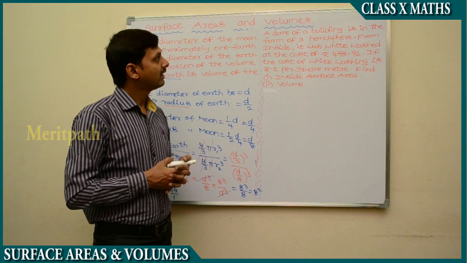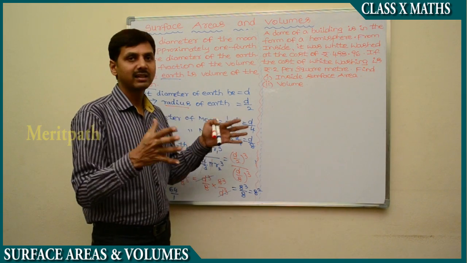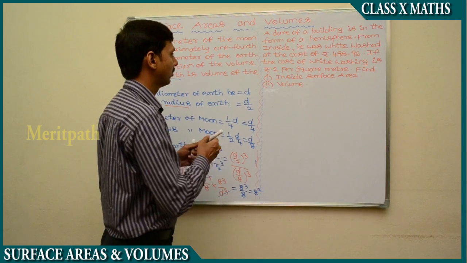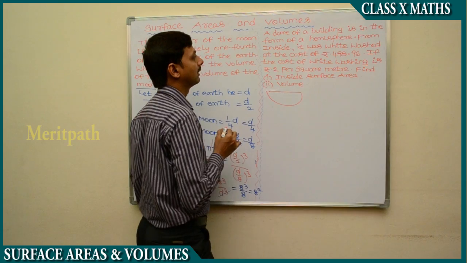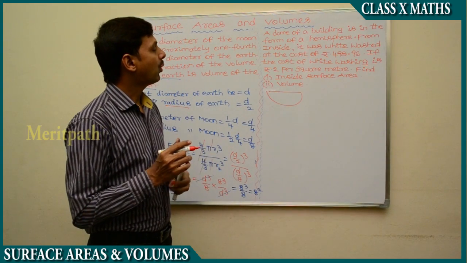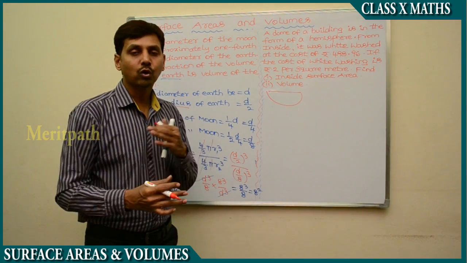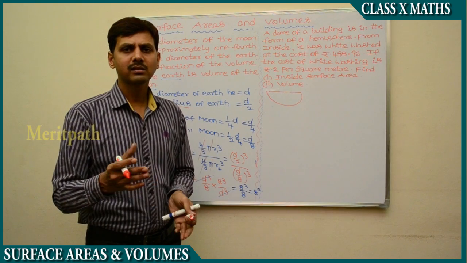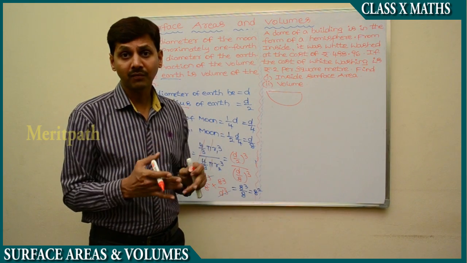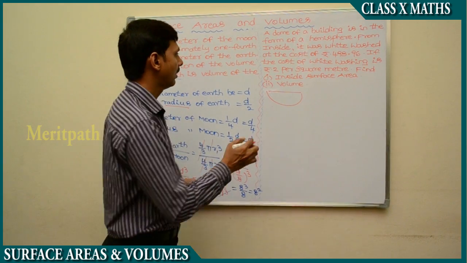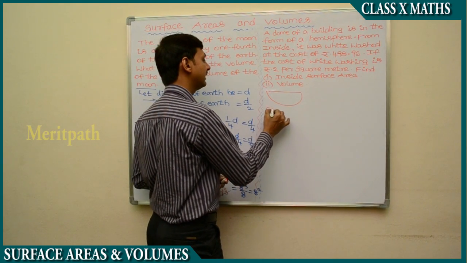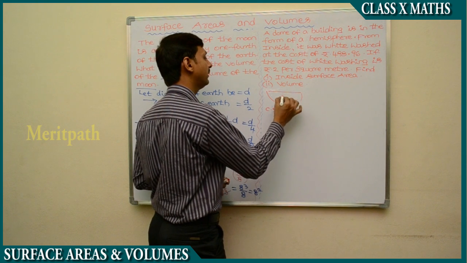So a dome of a building is in the form of a hemisphere. Let's take the hemisphere part, and it's whitewashed inside, so it's nothing but the curved surface area. We need to take the curved surface area because inside it's washed. So we'll take the curved surface area, CSA, of the hemisphere.